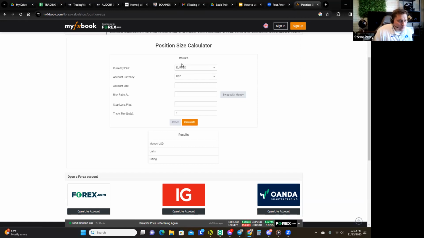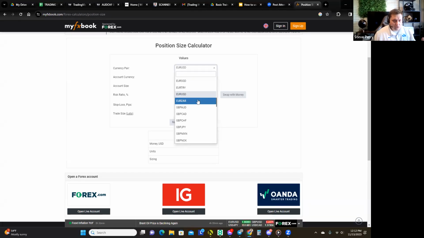So when we use the position size calculator, not every currency pair is created equal. These position size calculators already calculate beforehand what the lot size is going to be.